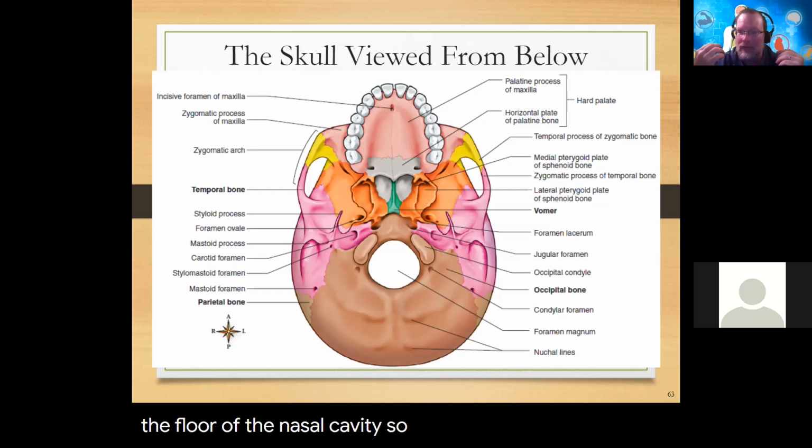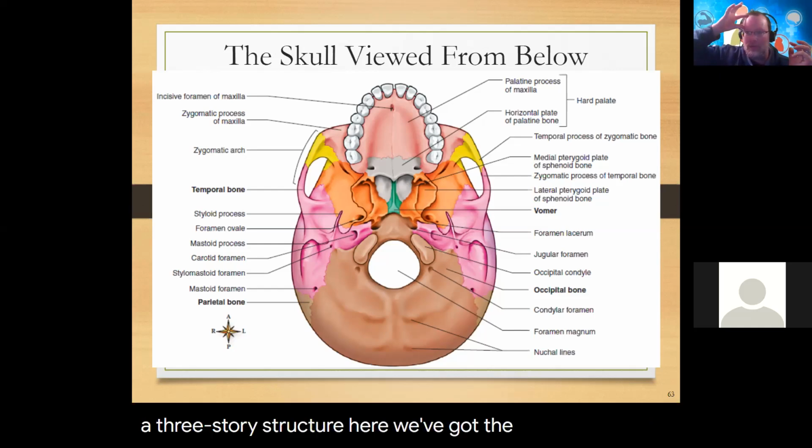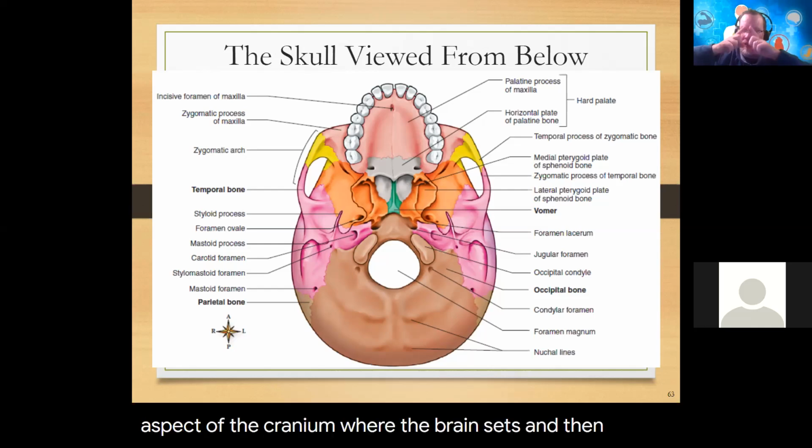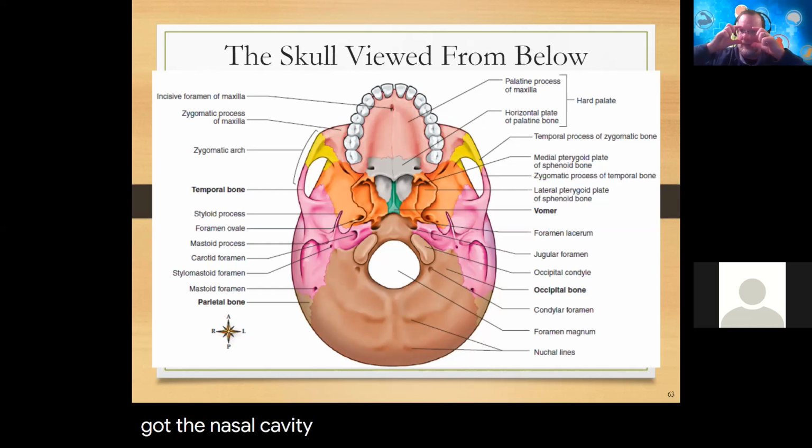So we have kind of a 3-story structure here. We've got the frontal aspect of the cranium where the brain sits, that's the third floor. Then we've got the nasal cavity, that's the second floor. And then the first floor is the oral cavity, or the mouth.